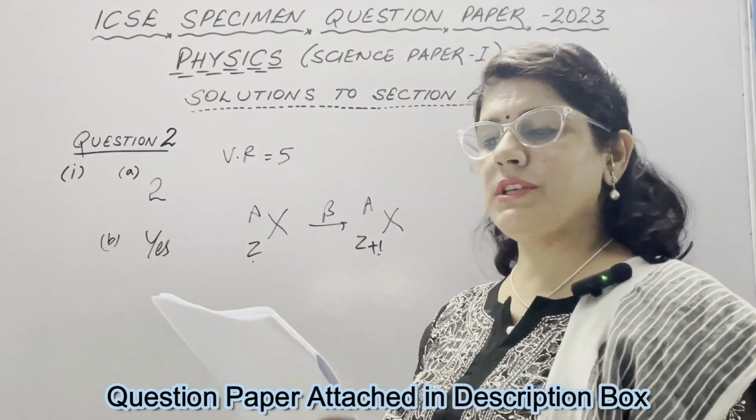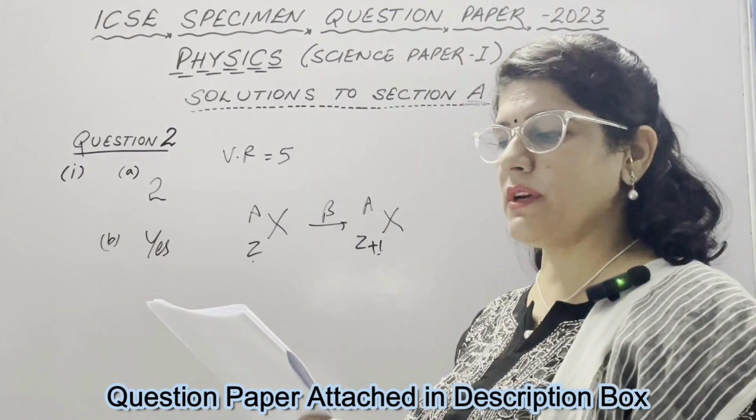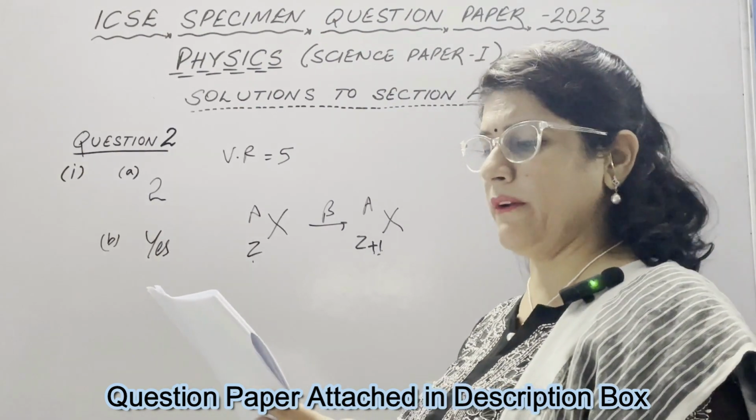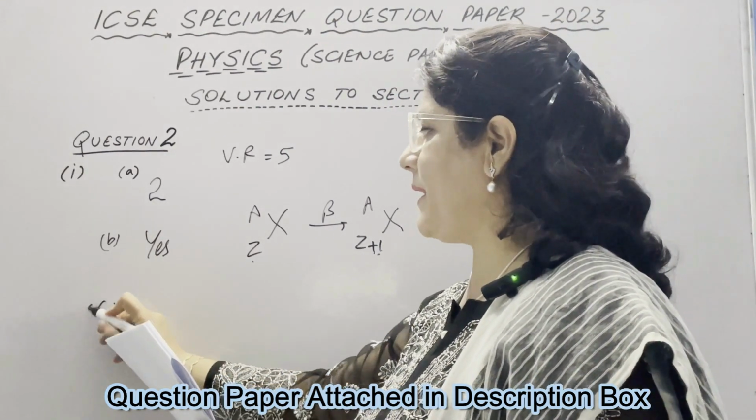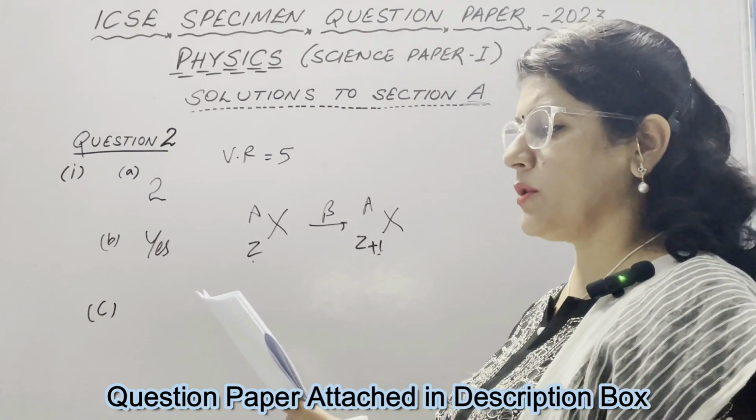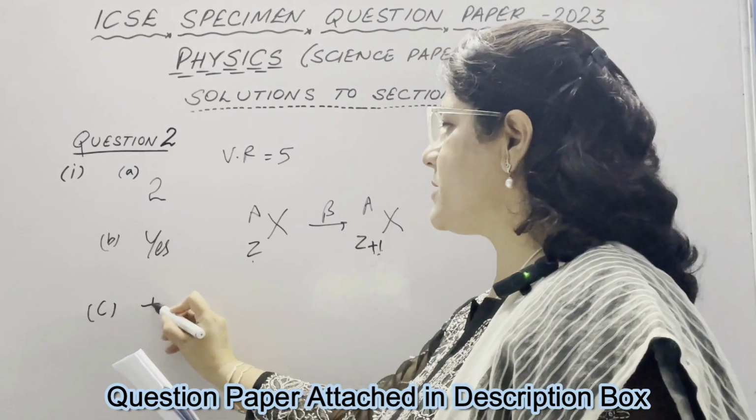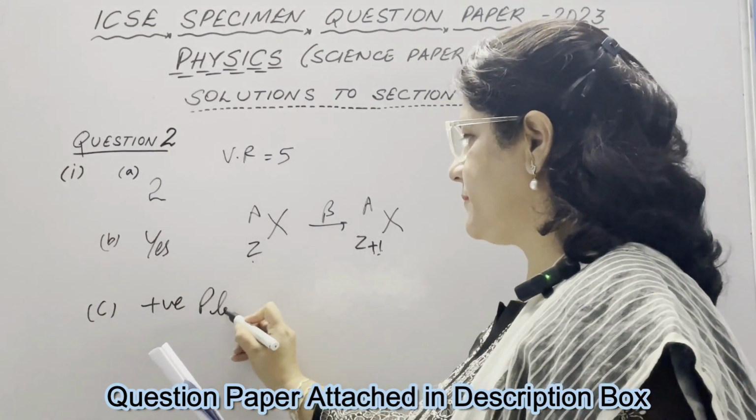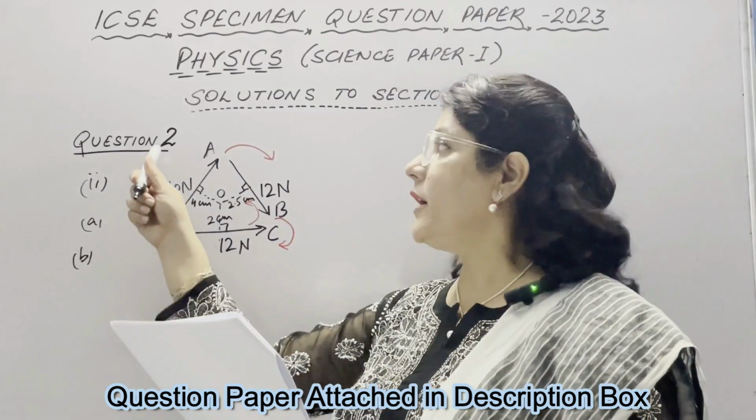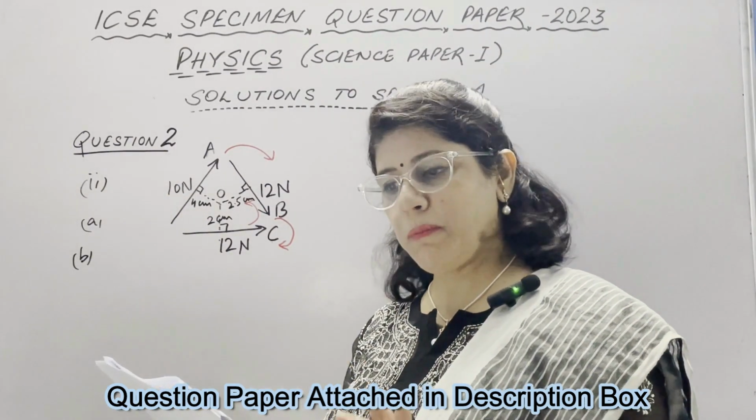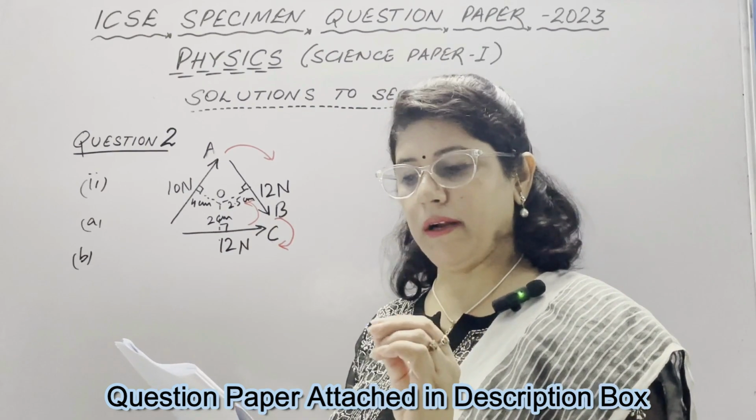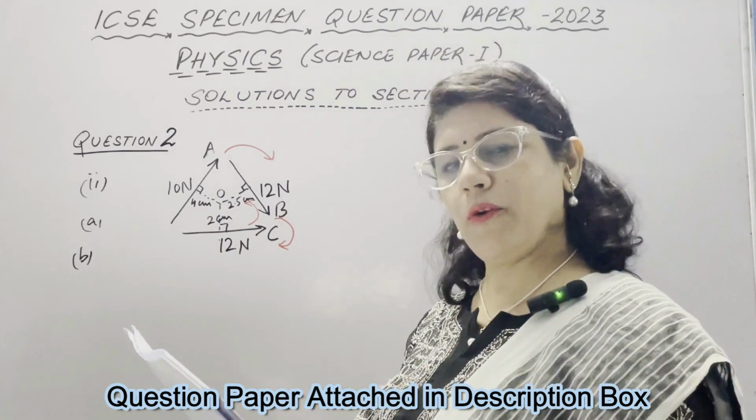In C, to which electrically charged plate will the beta radiations deflect while passing through an electric field? We all know that beta particles are negatively charged, so they deflect toward positive plate. In question number 2, only first part is of 3 marks, so it has 3 parts. Now all further subparts are of 2 marks.